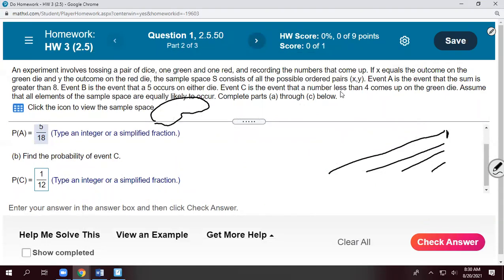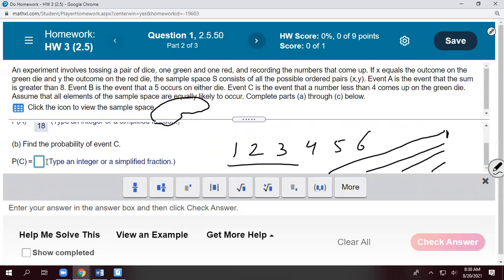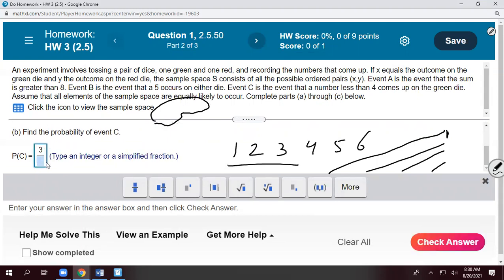A number less than 4 comes up on the green die. So I thought that they were talking about the sum being less than 4. A number less than 4 means 1, 2, or 3. Remember, each die can have 1, 2, 3, 4, 5, 6, and 3 of these numbers are less than 4. So that's 3 out of 6, which is 1 out of 2.